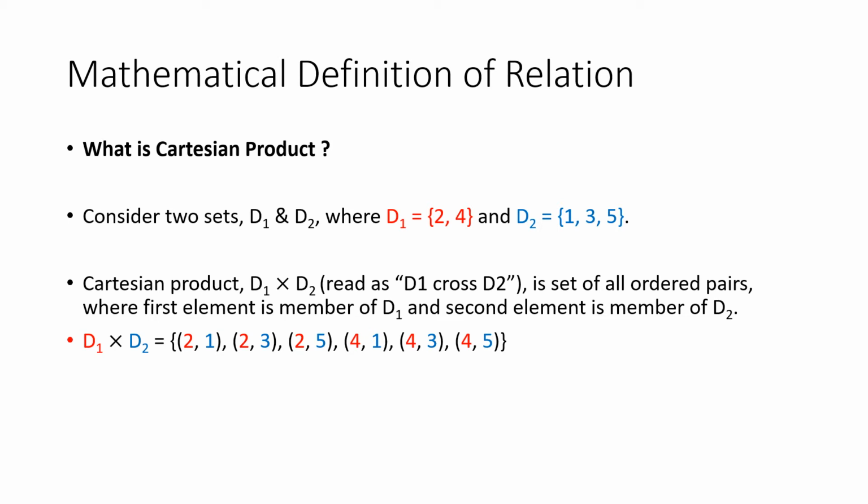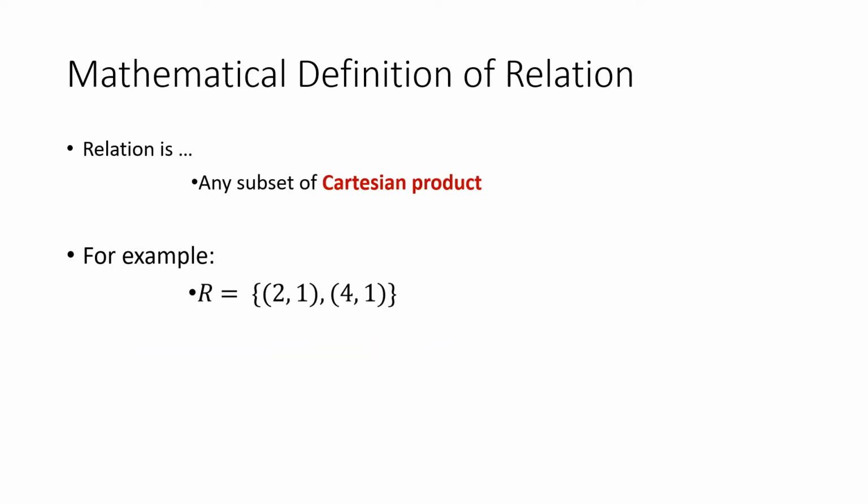For example, D1 cross D2 equals (2,1), (2,3), (2,5), (4,1), (4,3), and (4,5). A relation is any subset of the Cartesian product. For example, relation R equals (2,1) and (4,1).